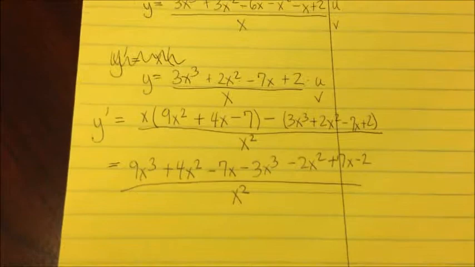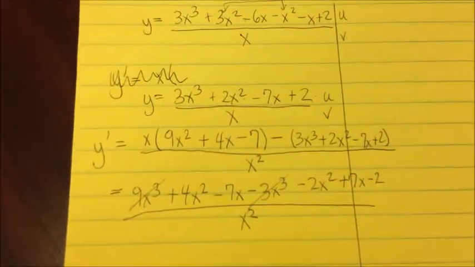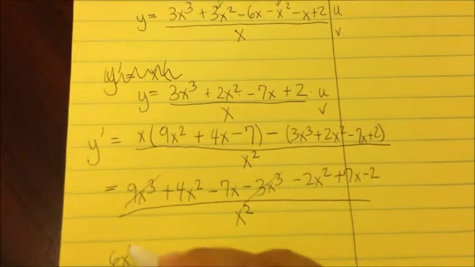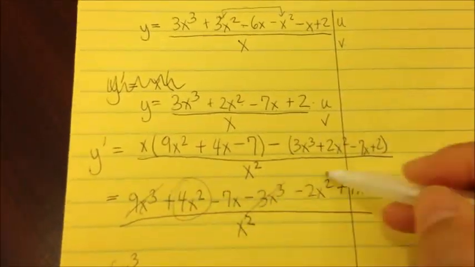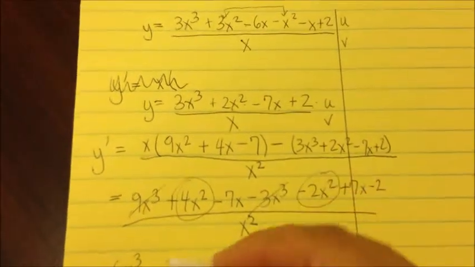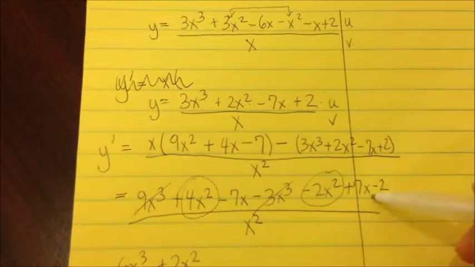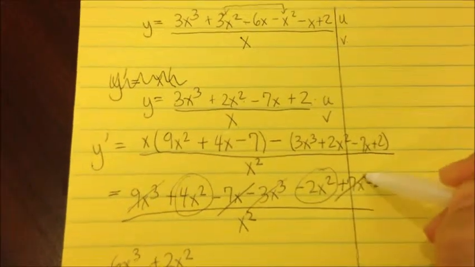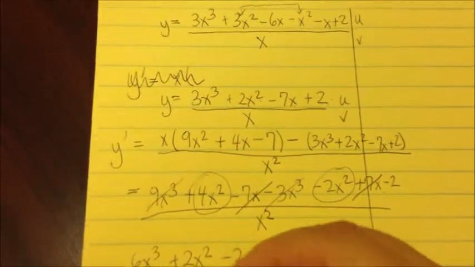Okay, now we just need to combine like terms. So let's see, 9x cubed and minus 3x cubed gives us 6x cubed, right? Then I have 4x squared minus 2x squared gives me positive 2x squared. Then I have negative 7x and positive 7x, so that cancels out actually. And then I have just minus 2 left over, all over x squared.